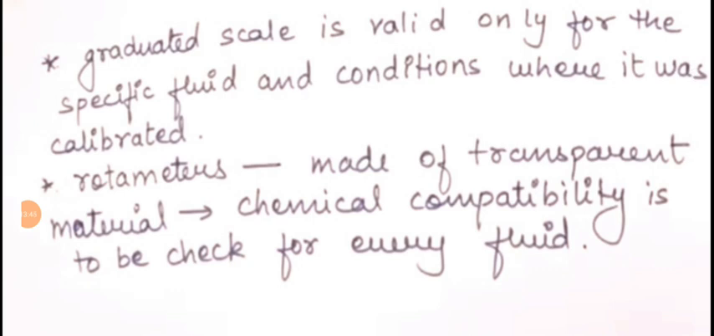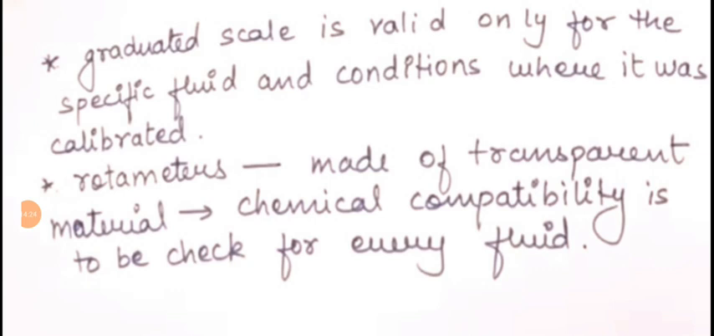Another disadvantage of the rotameter is that the graduated scale is valid only for the specific fluid and conditions where it was calibrated. If you change the fluid, the graduated scale will also change. Every time the fluid changes, we need to change the graduated scale. So the calibration is very difficult. This is a disadvantage.